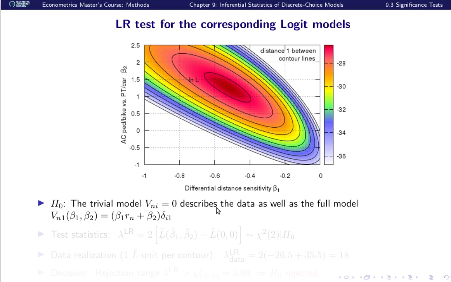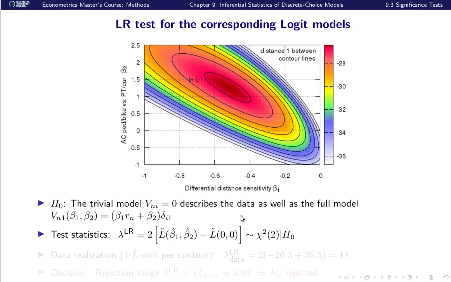This is the log likelihood which you get, and because we have here only two parameters, we can take this LR test directly graphically. The null hypothesis is just the trivial model with zero utilities describes the data equally well as the full model. The null model has 0 parameters, the full model has 2. That means the test statistic, 2 times the difference of the log likelihood, is chi squared 2 distributed, provided that the null hypothesis is true.